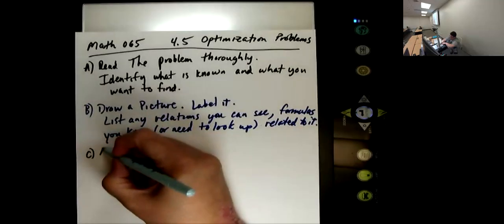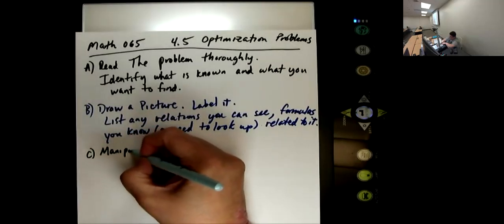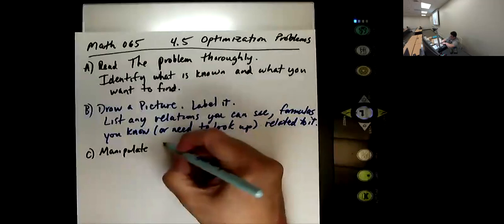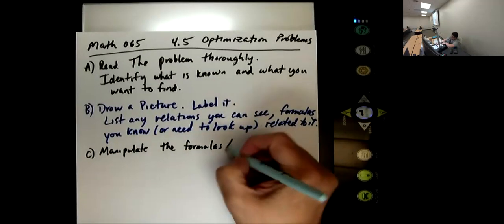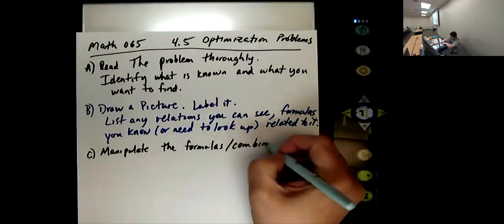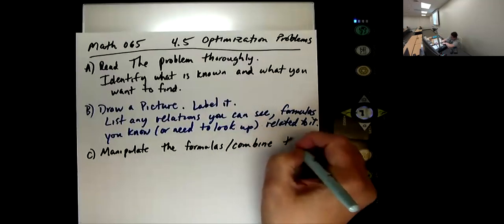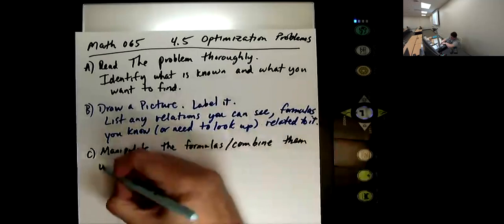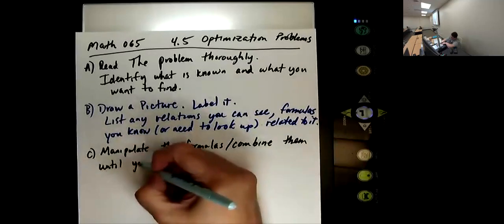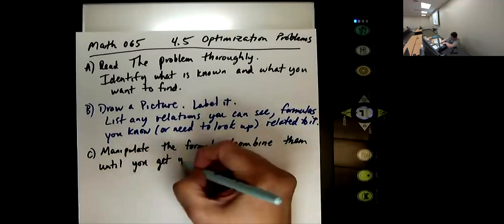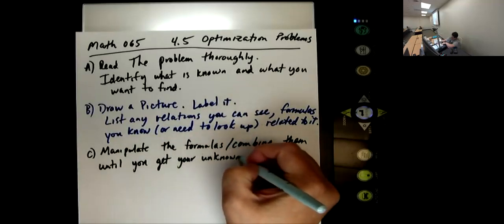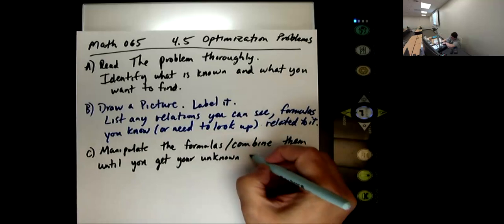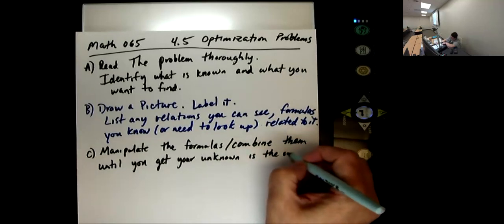C, manipulate the formulas, combine them, until your unknown is the only thing you don't know in the equation.